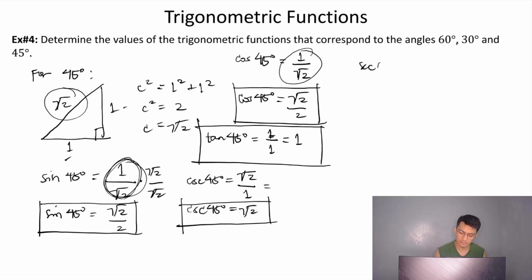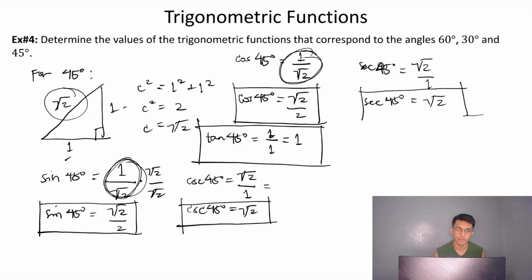Secant theta, or secant 45 degrees, is the reverse function of cosine. Ito lang din ang ilagay natin. Baliktarin na lang natin. We have square root of 2 over 1, or simply, secant 45 degrees is equal to square root of 2 na lang.